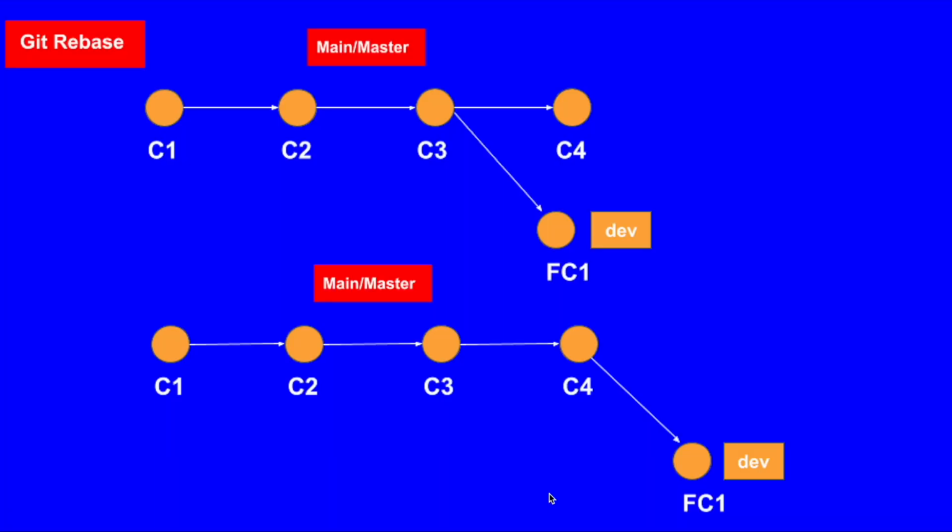In a nutshell, Git Rebase applies the changes of the target branch on top of the source branch, and rebase does not create any commit ID. So now let's understand a bit in detail with an example.